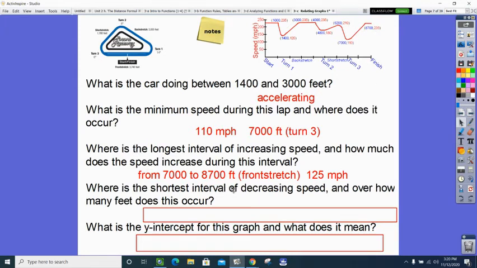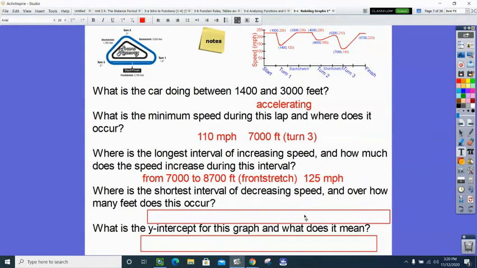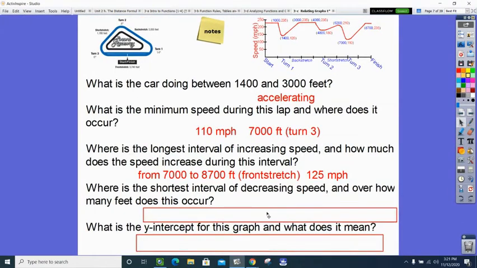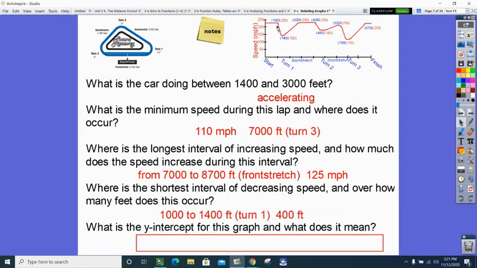Where is the shortest interval of decreasing speed, and over how many feet does this occur? So now we're looking for decreasing, and there's 3 places that happens. Where is the shortest, and how many feet does that happen? Oops, sorry. I went and hit the wrong thing here. Let me get back on. There we go. So it's right here, right? This very rapid, between 1,000 and 1,400, 400 feet. That is the shortest amount of track that we decrease in.